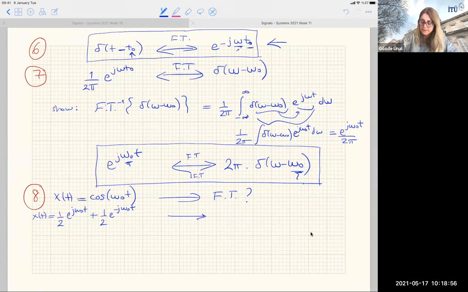It's pi. You guys should just directly see it. This plus pi delta omega plus omega 0. It's two shifted impulses, right? Cosine Fourier transform. This is what we expected from before, but now we wrote it in terms of the Fourier transform. Let's plot this guy.